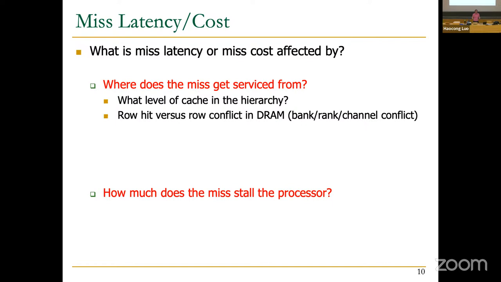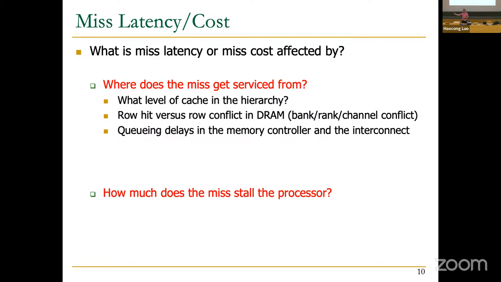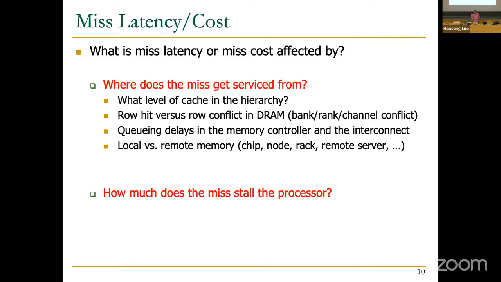So there are different latencies depending on where you hit in the hierarchy, where you hit in the DRAM, whether you get a conflict on the bus, for example, or not. And you can have queuing delays in the memory controller and the interconnects if you're going to memory, if you're going to a remote memory in the network. So there are actually delays that you experience. These all affect the latency of the miss. And as we discussed, local versus remote memory: does the miss get serviced from the chip, from the same node, from the same rack, or some remote server, some memory blade, for example, that's far away? That all affects the latency. And there could be other things that you can add over here.